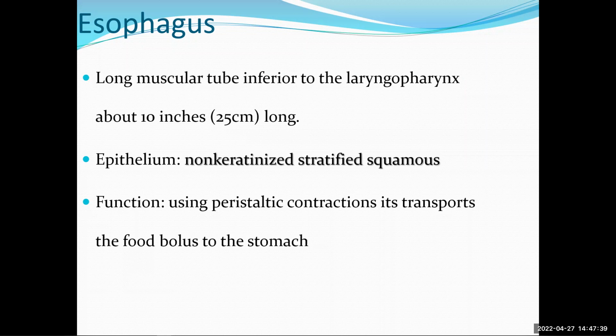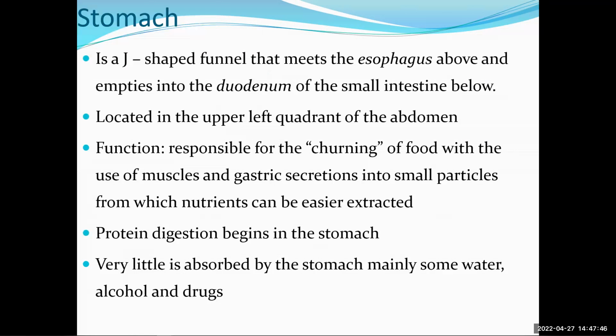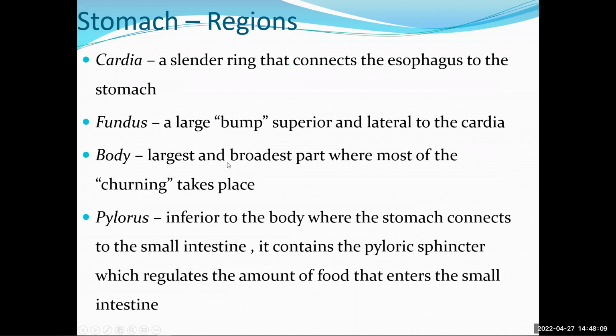Transitional epithelium is one that is specifically associated with it. The stomach is J-shaped, and it moves around things, churns them, and so on. Protein digestion starts there. Always remember, you don't really absorb much from the stomach, with the exception of water, alcohol, and drugs. Very little is absorbed. The main function is to initiate the breakdown of the food.